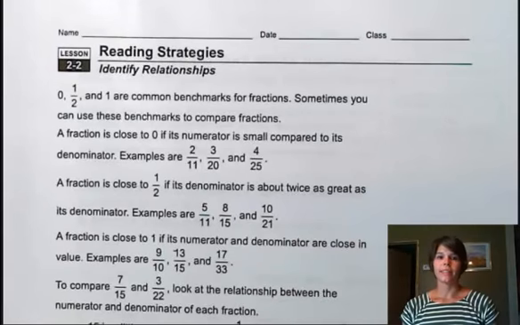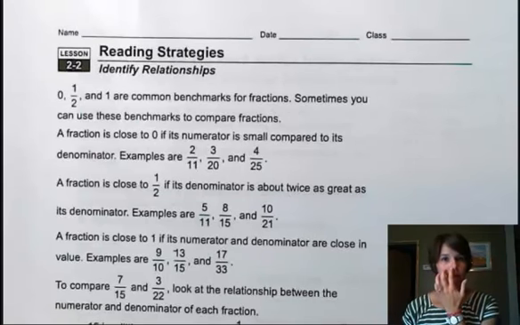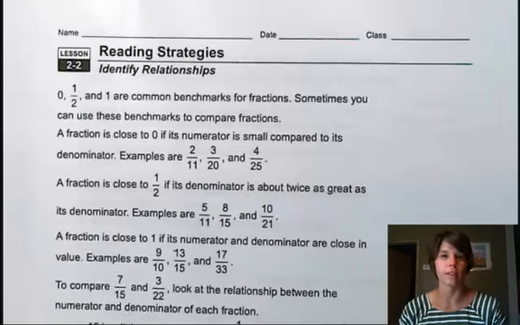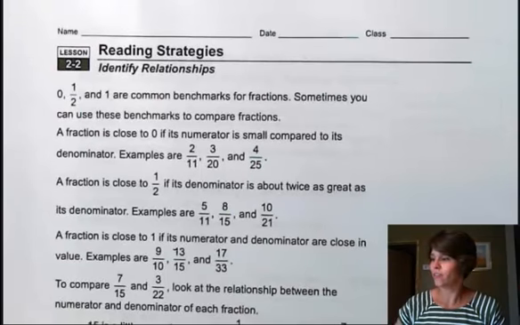8.2 deals with identifying relationships. We're going to be doing some comparison with fractions and decimals. Decimals are pretty easy for us to compare. Fractions are a little bit harder, and that's what we're going to focus on. So go ahead, take a moment to read the reading strategies on the front of your worksheet.